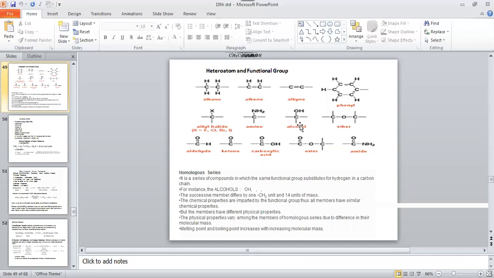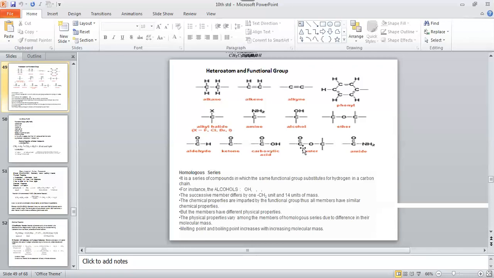Then alcohol. Alcohol contains a carbon-OH single bond. So this is a functional group with heteroatom O. Then ether. The functional group is carbon, oxygen, carbon single bonds. Then aldehyde. Aldehyde contains C double bond O, single bond H. This is the functional group in aldehyde. Then ketone. Ketone contains a carbon-oxygen double bond. This is called the carbonyl functional group. Then carboxylic acid. Carboxylic acid contains C double bond O, OH as the functional group.